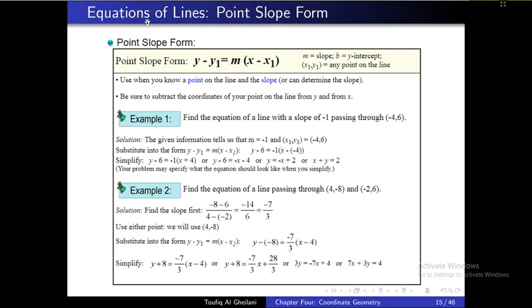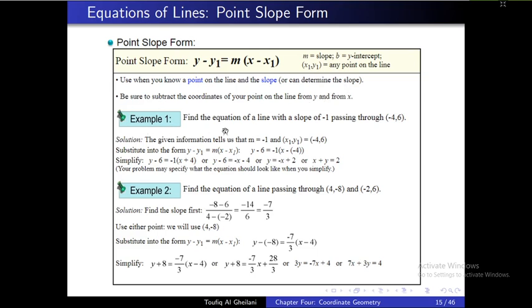Now equations of lines, point-slope form. Point-slope form is y minus y1 equal m times x minus x1. Here m is the slope and b is the y-intercept, and x1 and y1 are any point on the line. We use this when we know a point on the line and the slope, or we can determine the slope.